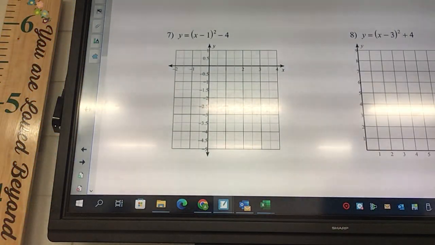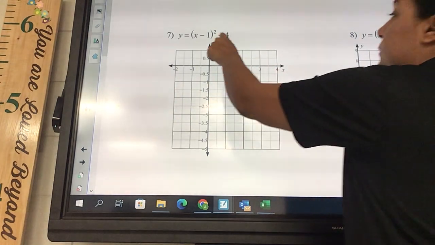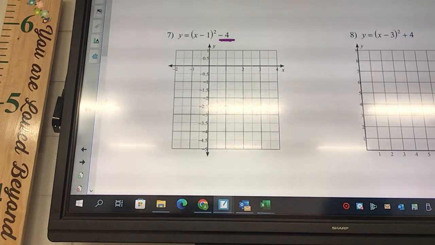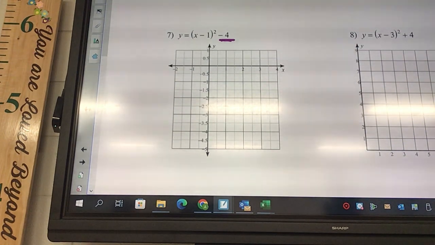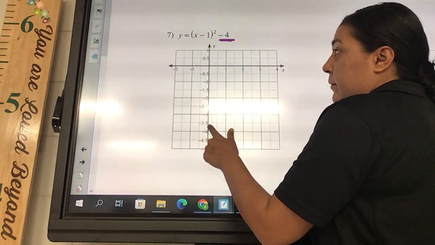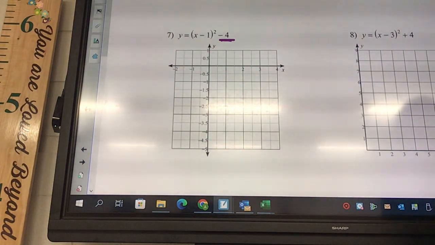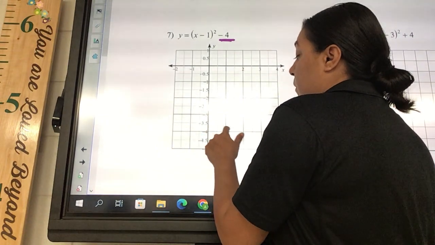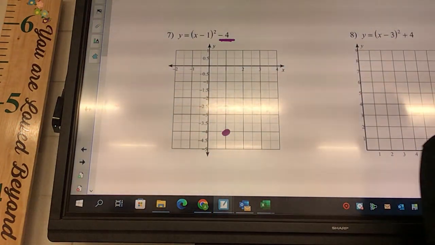Look at seven. What does this minus four do? Get on seven, let's go. Down four. Over how many? One. Which way? Why can't I say over? Because that could mean like even. Yeah, so to the right. That's our vertex.